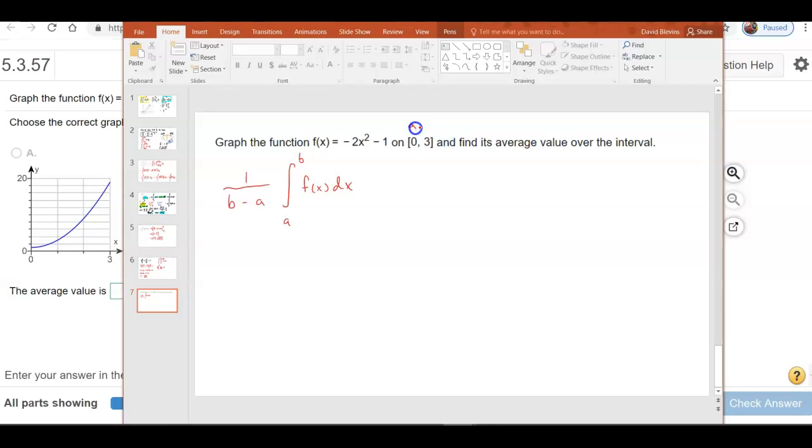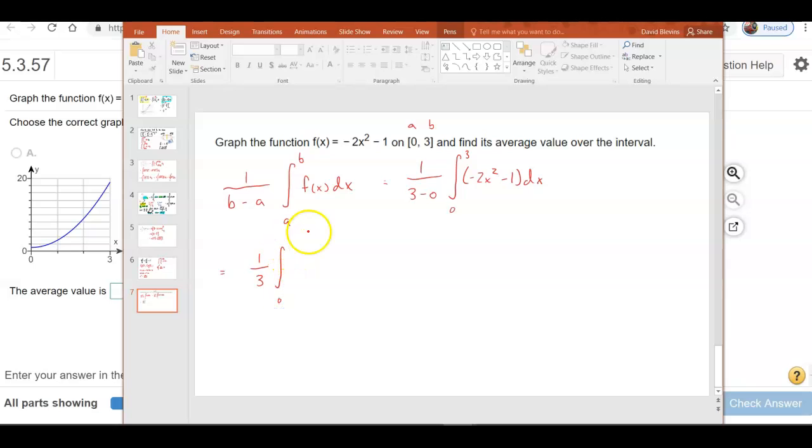So here a is 0, b is 3. So for this function, this is going to be 1 over 3 minus 0, the definite integral from 0 to 3. And our function is negative 2x squared minus 1 dx. Alright, this is a polynomial, so how do I find the definite integral? I just find the antiderivative with the power rule.